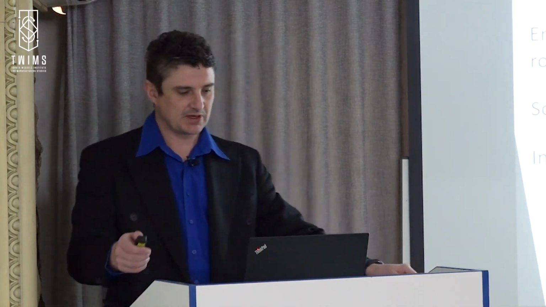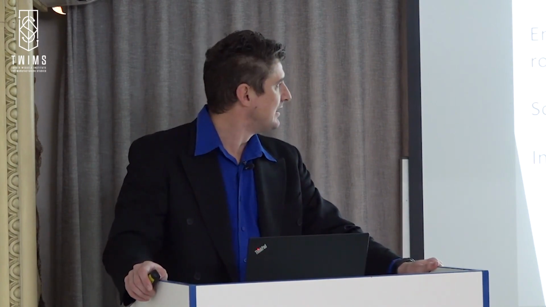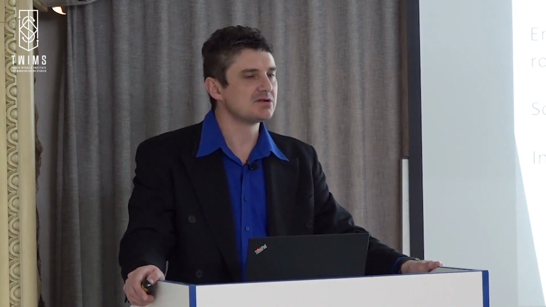So what examples are there that are already being used in industry? Welding jigs, end effectors for assembly robots, soft jaws for CNC, inspection fixtures. Again, those are the ones that you won't see in the media, but those are the low-hanging fruit that you can utilize already to give you advantages over your competitors.